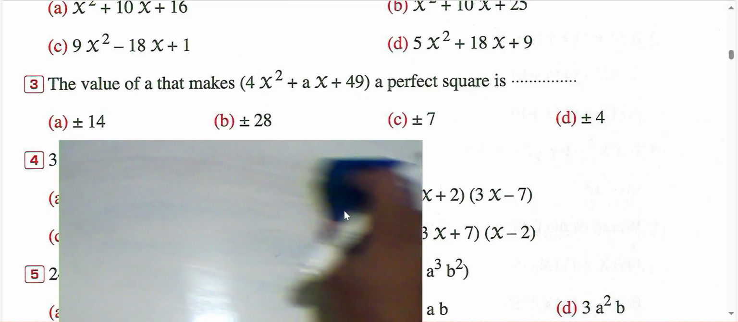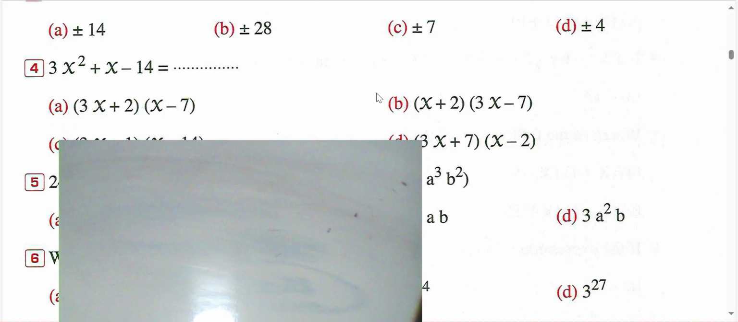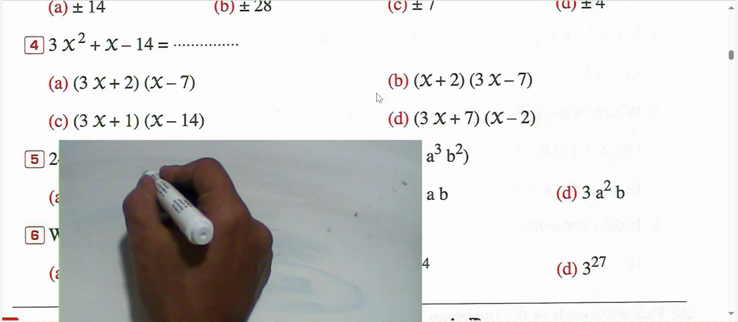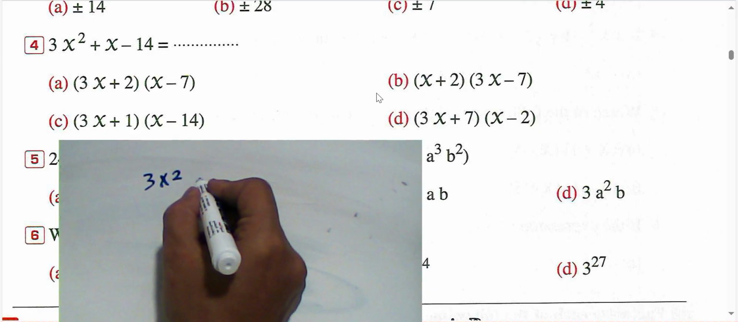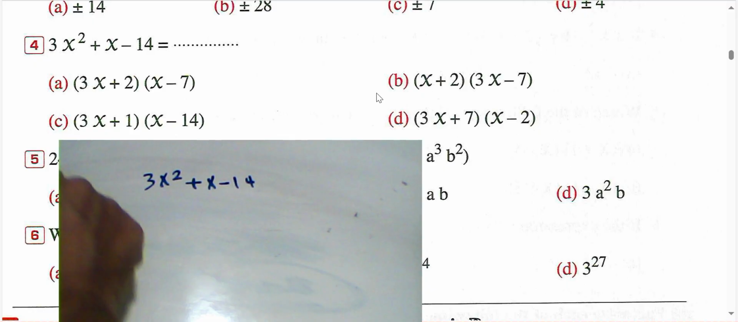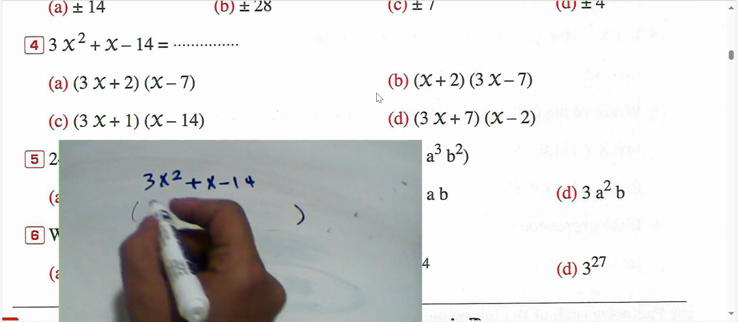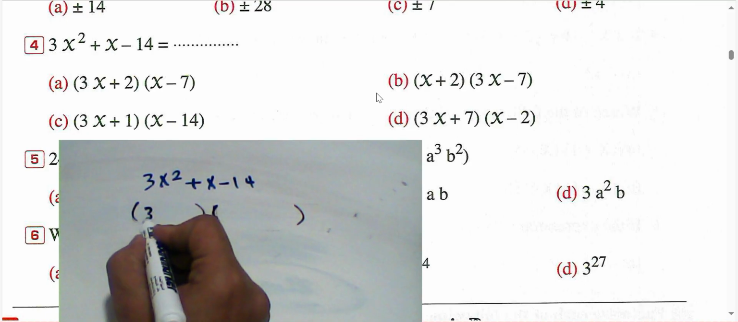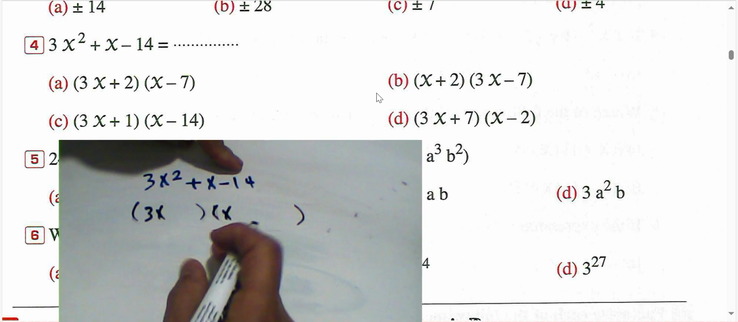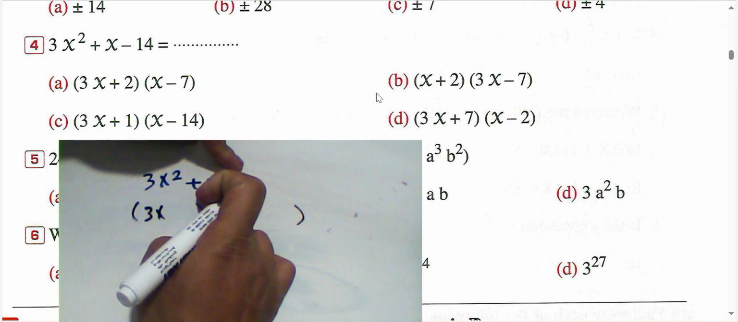Okay, next question number 4. We have 3x power 2 plus x minus 14. We can factorize this expression. Look with me: 3x power 2 plus x minus 14. Okay, listen to me. In this example, we want two factors, the first brackets and the other brackets. For 3x power 2, we know 3x by x. And we want two numbers whose product equals 14 and the difference between the extremes and means is 1.